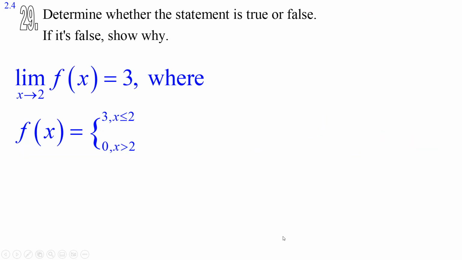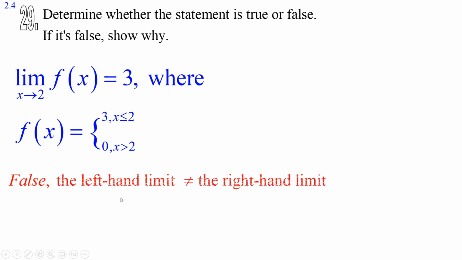Very cool. All right. Determine whether the statement is true or false. If it's false, show why. The limit of f of x as x approaches 2 equals 3, where f of x is going to be 3 when x is less than or equal to 2, so we're constant at 3, and 0 when x is greater than 2. Well, that's false because what? Greater than 2, the right-hand limit is 0, and the left-hand limit is going to be 3. It's false. The left-hand limit does not equal the right-hand limit.